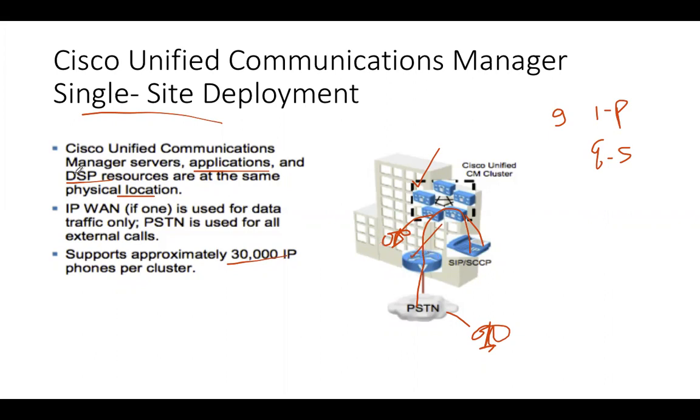Why do we need a media resource? Let's say a DSP resource. If the call has to go outside and the DSP or the PVDM is not installed in this router, the call will not go to the PSTN. Straightforward, right? You can also see in the debug that the DSP resource is not available to complete the call. So here we are using the PSTN for the external calls.